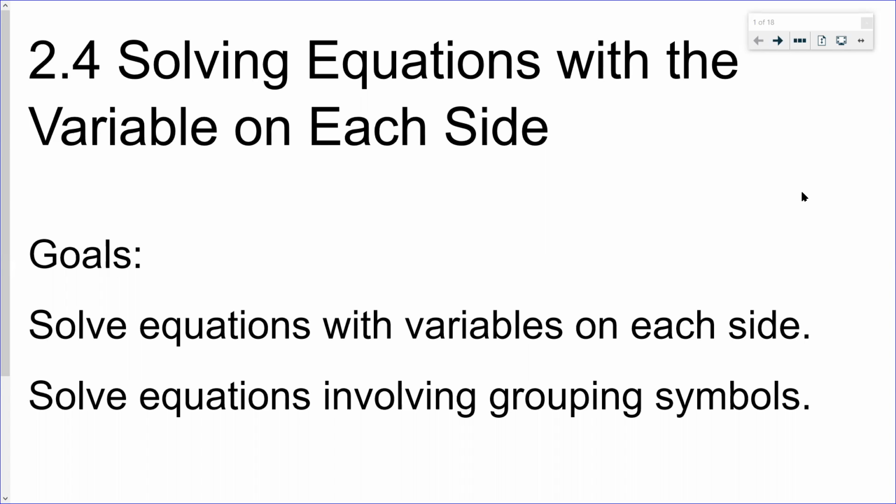So our goals are going to be solve equations with variables on each side and solve equations involving grouping symbols. The first thing we're really going to focus on is equations with variables on each side. The grouping symbols we'll also talk about, and we'll talk about those with variables on both sides. We've also looked at solving equations with grouping symbols, so we're going to expand. So again, at the top of your paper, write 2.4, solving equations with the variables on each side.